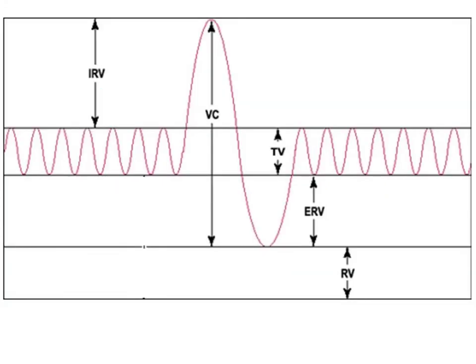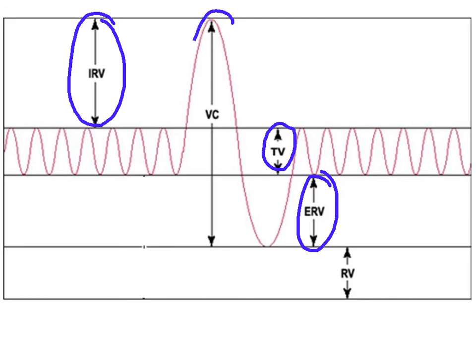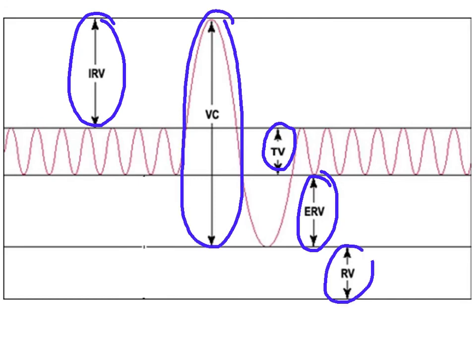This spirometry graph summarizes all of the lung volumes that we've discussed. You have tidal volume, inspiratory reserve, expiratory reserve, vital capacity, and residual volume.